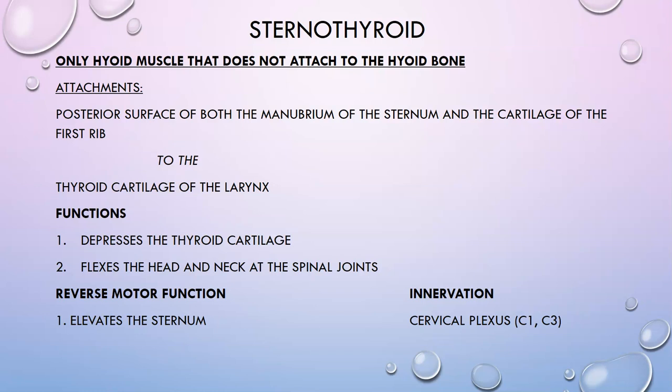Its functions: number one, it helps depress the thyroid cartilage, which is what happens when we swallow, when we're eating food or swallowing water. And number two, it flexes the head and neck at the spinal joints, again bringing the chin down to the chest. And what we've been hearing sort of throughout here, if we inhibit the movement of the thyroid cartilage and the spinal joints, its reverse motor function is to elevate the sternum itself, sometimes done again when we're taking a big breath in. It too is innervated by cervical plexus C1 and C3.